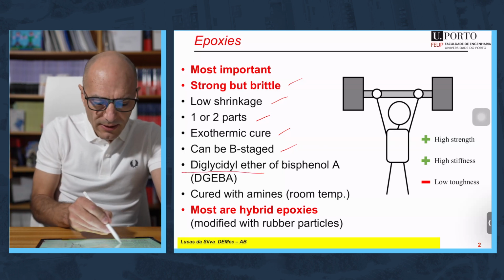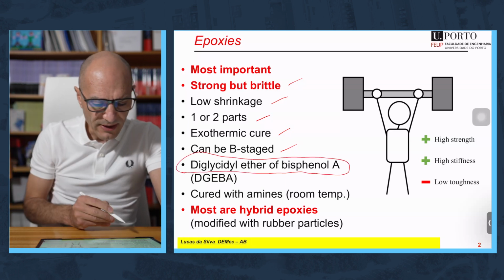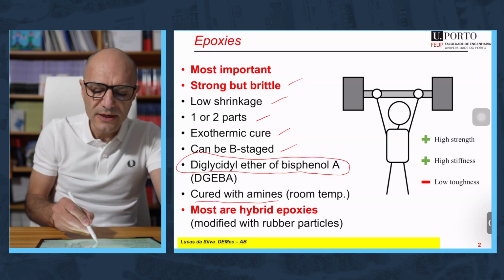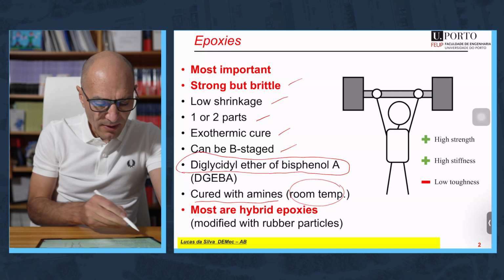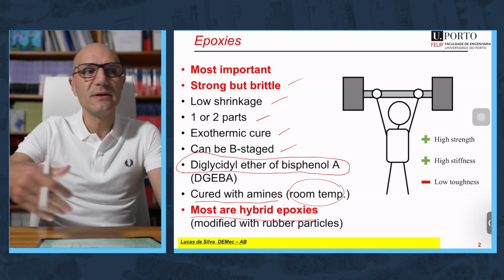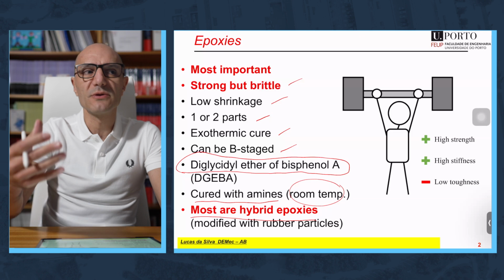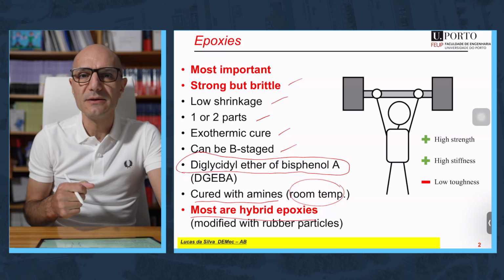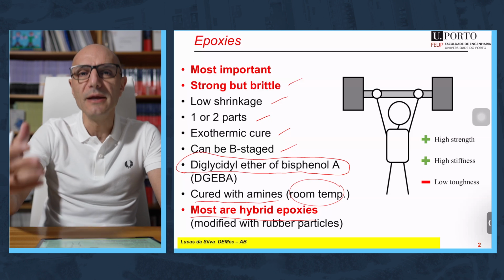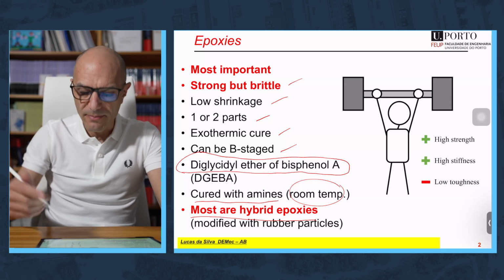That's the main adhesive family of the epoxy. They are often cured with amines, especially those that cure at room temperature. And most are hybrid epoxy. That means they are modified with another polymer to improve the toughness. We have already seen that in the previous module, where thermosets are typically modified with rubber particles.